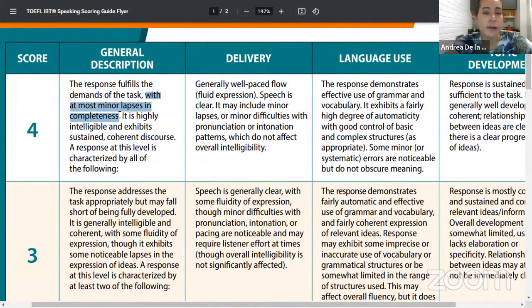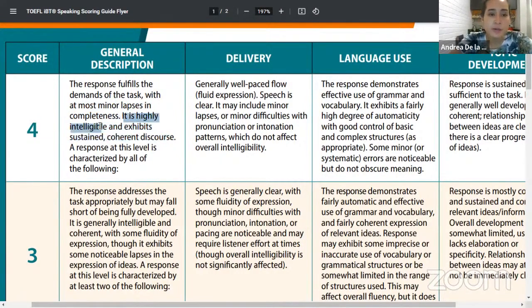They say with at most minor lapses in completeness. That means that it should be very complete, right? It could only have a few details missing, but it should be very well developed. You should have enough ideas, enough examples, enough details supporting your response. It should be complete, it should be deep.